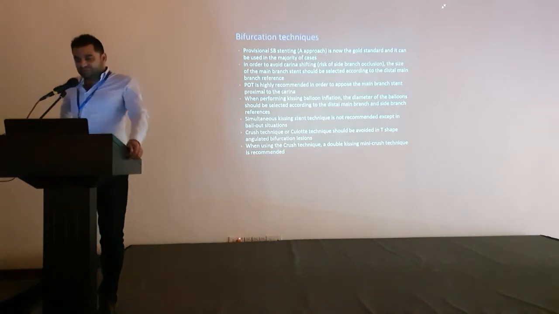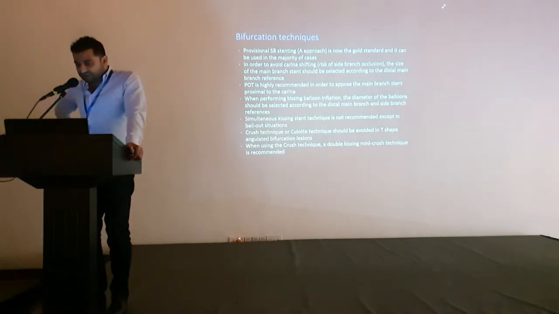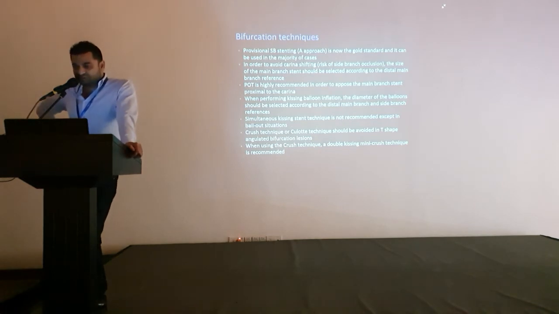And provisional side branch stenting, which is the A approach, is now the gold standard, and it can be used in the majority of cases. In order to avoid carinal shift, the size of the main branch should be selected according to the distal main branch reference. POT is highly recommended in order to oppose the main branch stent proximal to the carina.